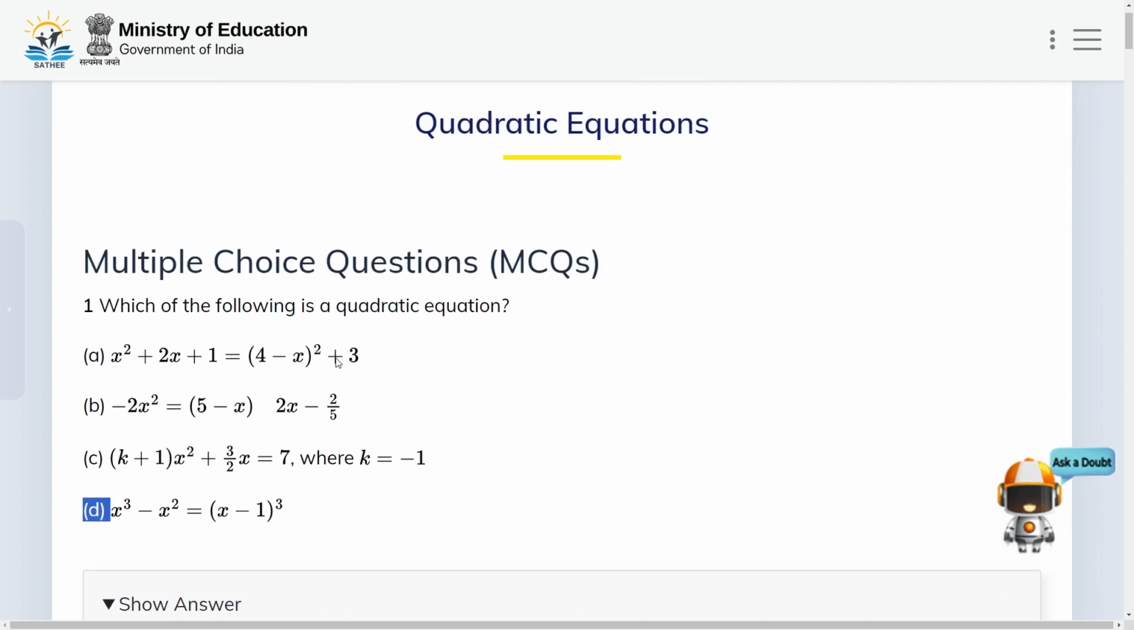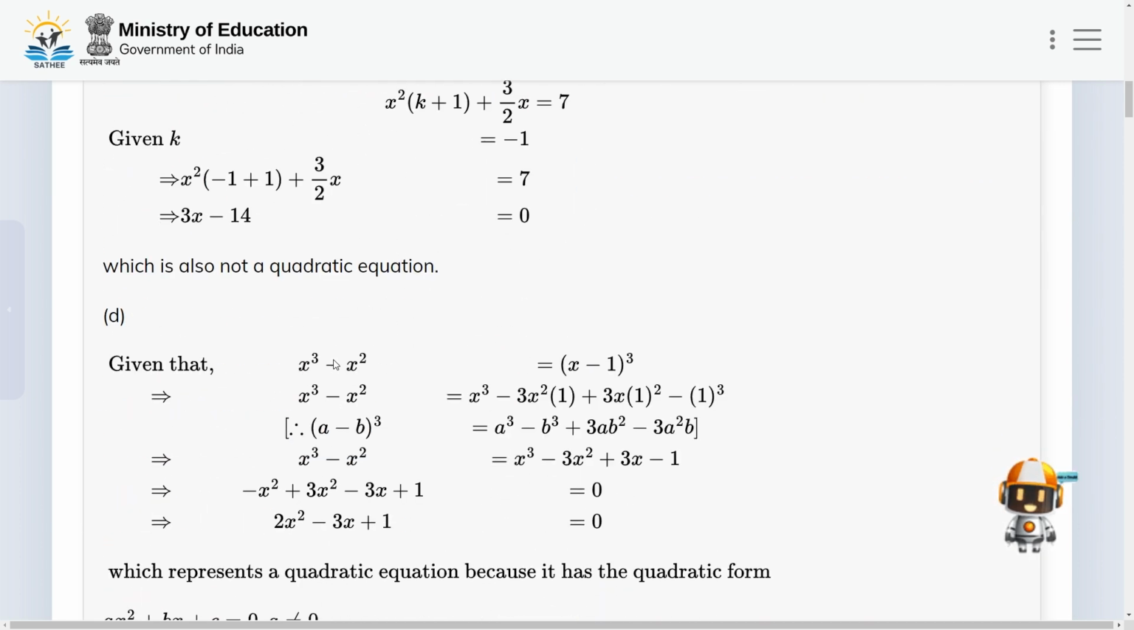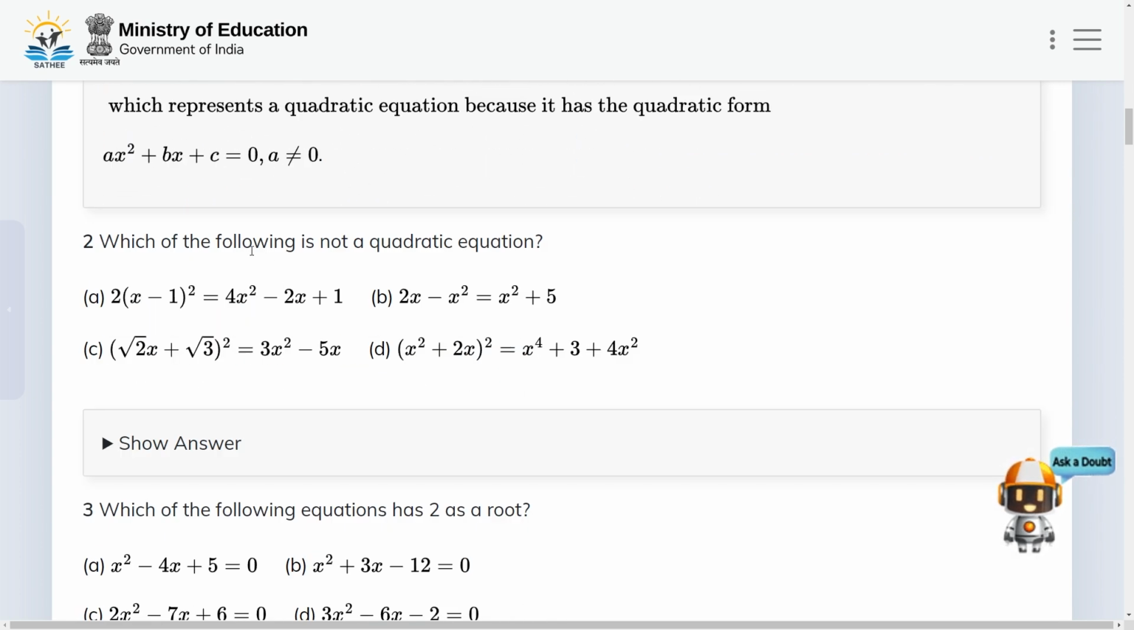Okay, so now let us move to the next question. In this question we have to find which of the following is not a quadratic equation. Okay, so let us check option by option.